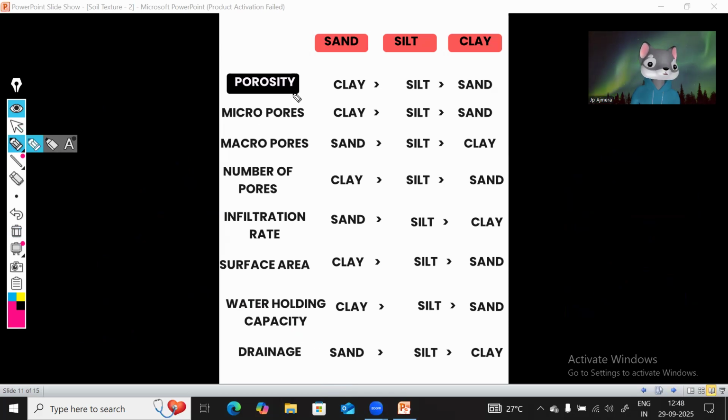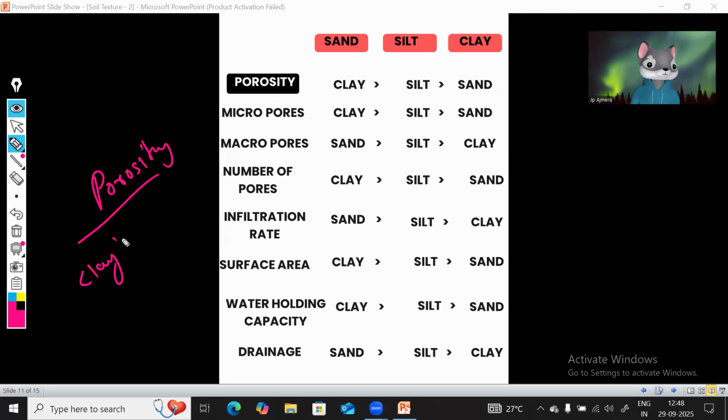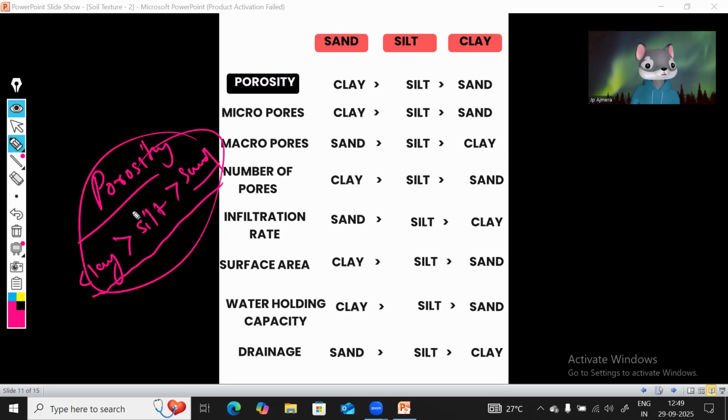So what would be the sequence of porosity? Porosity is just opposite to the size. A small size range gives the maximum porosity, clay, then silt, then sand. For larger size, there's less porosity.